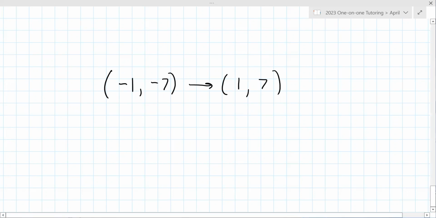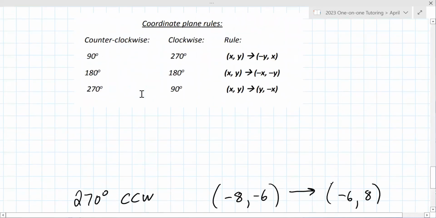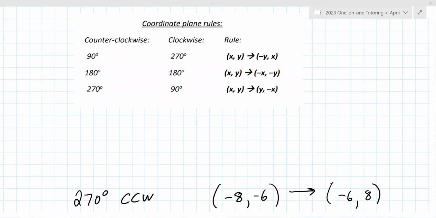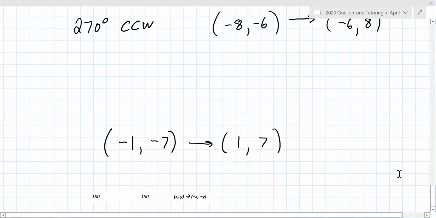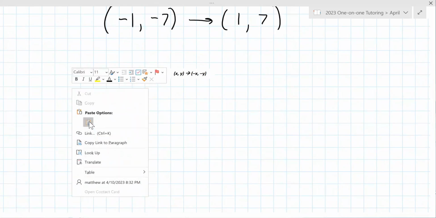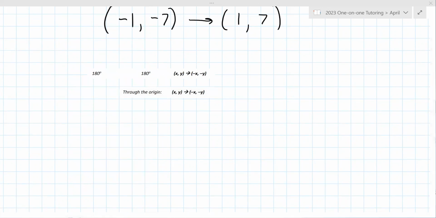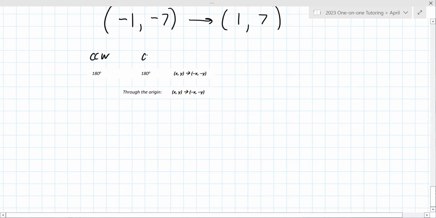Oh, my bad. That would be 180 degrees clockwise, correct? Or counterclockwise, right? Oh yeah, they'd be the same. So notice, and this is one of those things you can get now because we've got some time here for some self-discovery, through the origin is really a 180-degree rotation. They're exactly the same rules, CCW, CW.